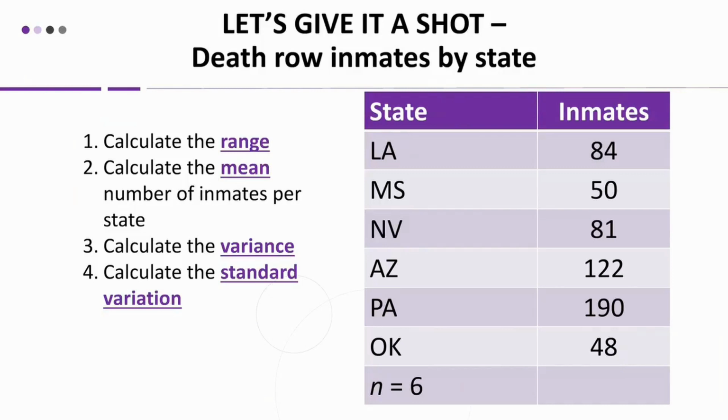We see, what do we have? Louisiana, Mississippi, Nevada, Arizona, Pennsylvania, Oklahoma. I believe that's the correct abbreviations. And we see a range of different inmates currently on death row, I guess.